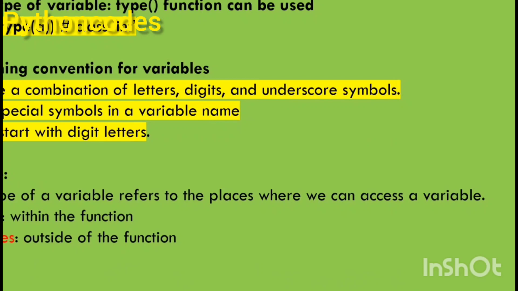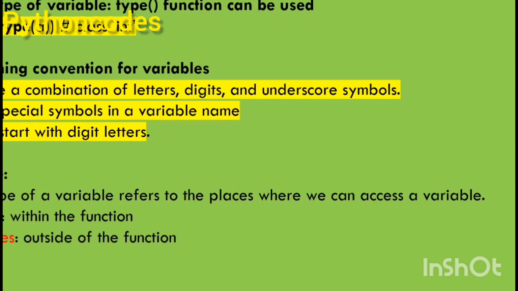We have two types of variables. One is local variable and another one is global variable. Local variables are defined inside a function and we can access them within that function only. We don't have access outside of the function. We call these local variables.